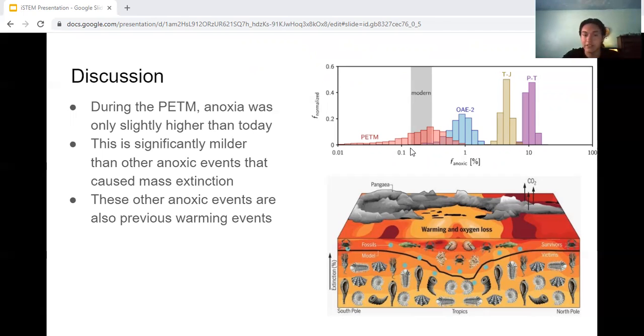The bottom right image represents the Permian-Triassic extinction, which is the largest extinction in Earth's history. It is also in the histogram above in purple. The PETM did not have enough oxygen loss to cause large extinction. By the analogy, the next century will only see a mild increase in ocean anoxia.